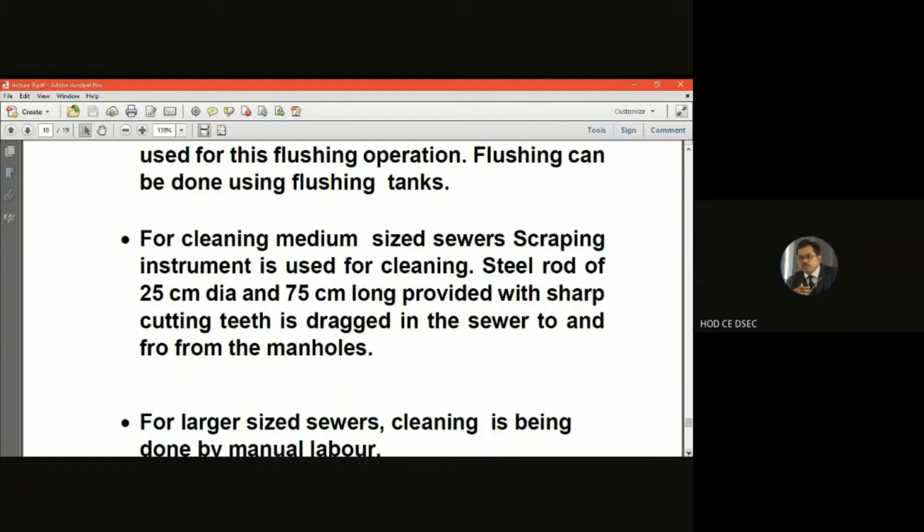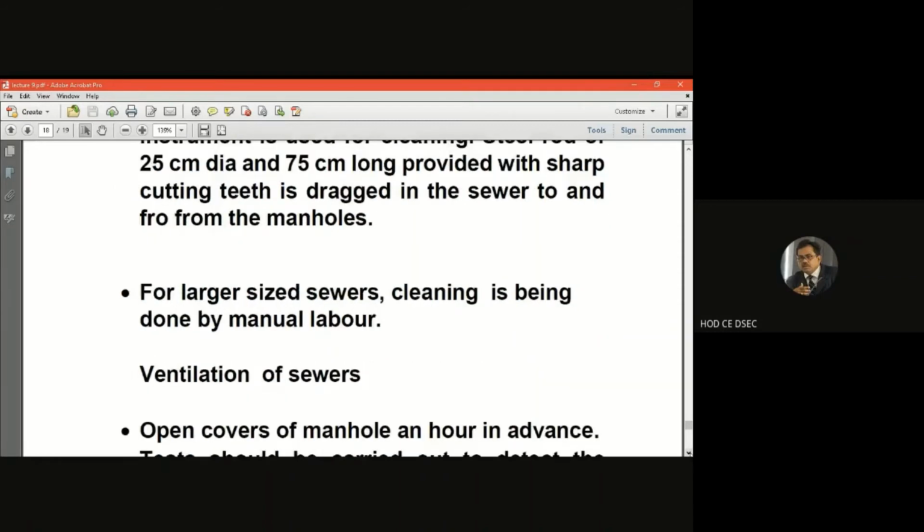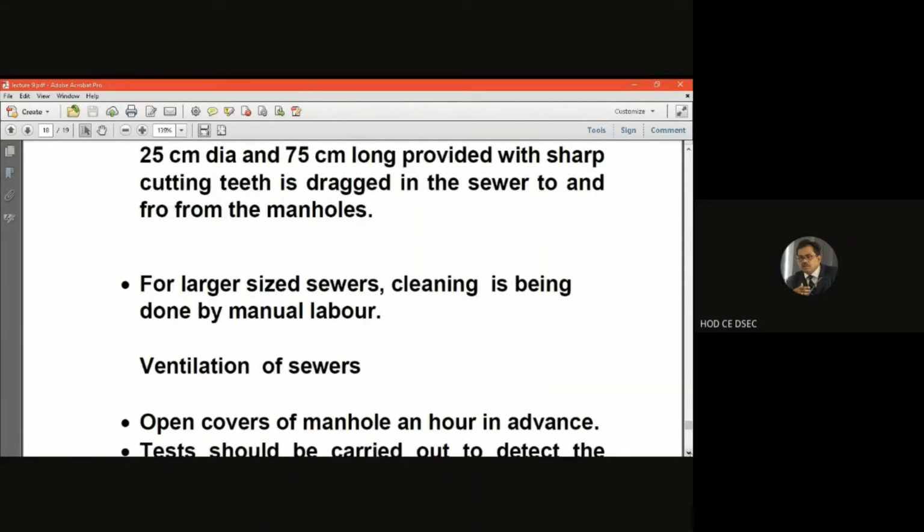This rod is mechanical. This is called the mechanical removing. So mechanical removing is used for the medium sized sewers, by the scraping rod. And for larger size sewers, which we normally see day to day on our road, manual labor cleaning process is being done.